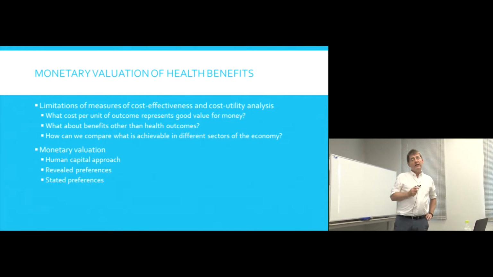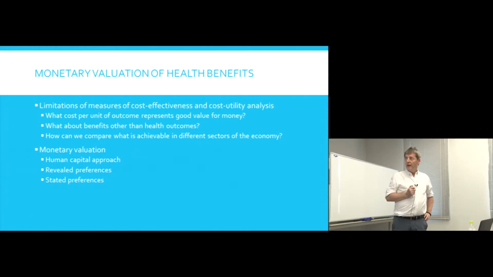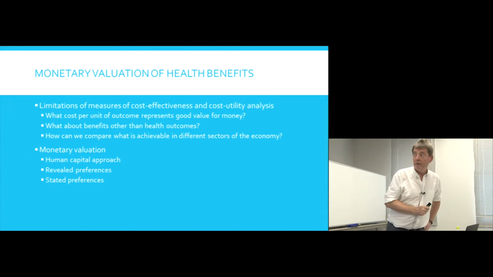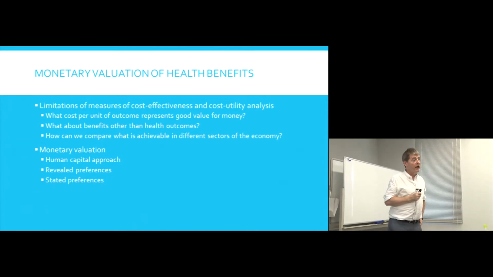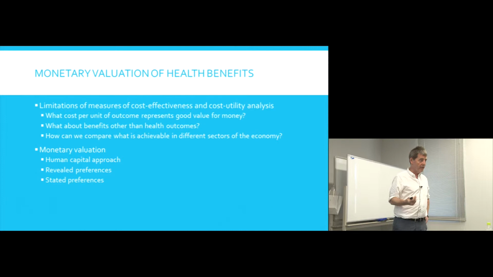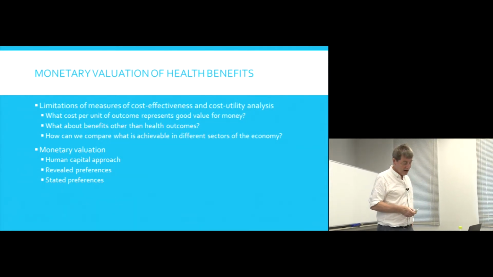So there are basically three approaches to monetary valuation. First one I'll look at briefly is described as the human capital approach. Then the second one, equally briefly, I'll look at is revealed preferences. That's studying actual behaviour. And the final one, which I'll spend a bit more time on, are stated preferences, where you're giving people hypothetical choices and asking them to value something. So you're not observing the behaviour, but you're asking them, how highly do you value something?